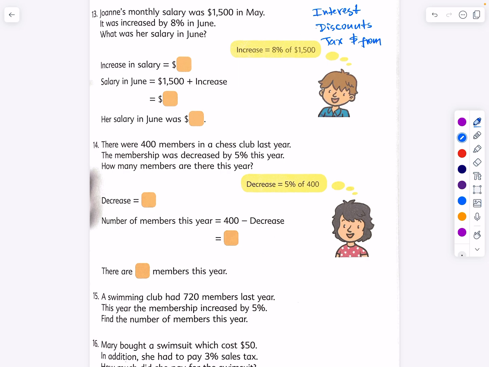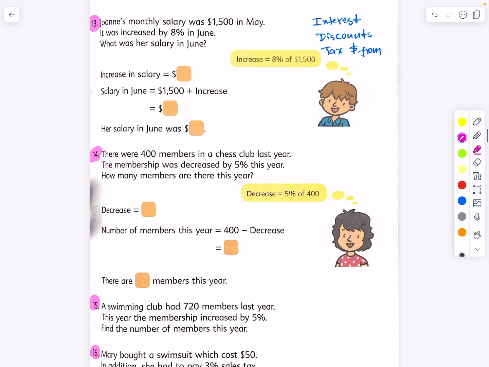So let's dive in by first reading the problem. We will cover all these problems, number 13, 14, 15, later 16, and we are starting our lesson on page 151. Jane's monthly salary was $1,500 in May. It was increased by 8% in June. What was her salary in June?